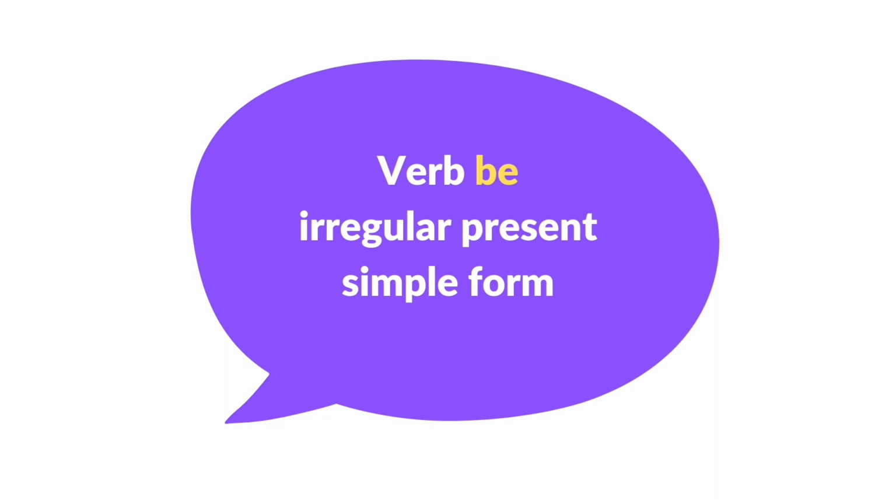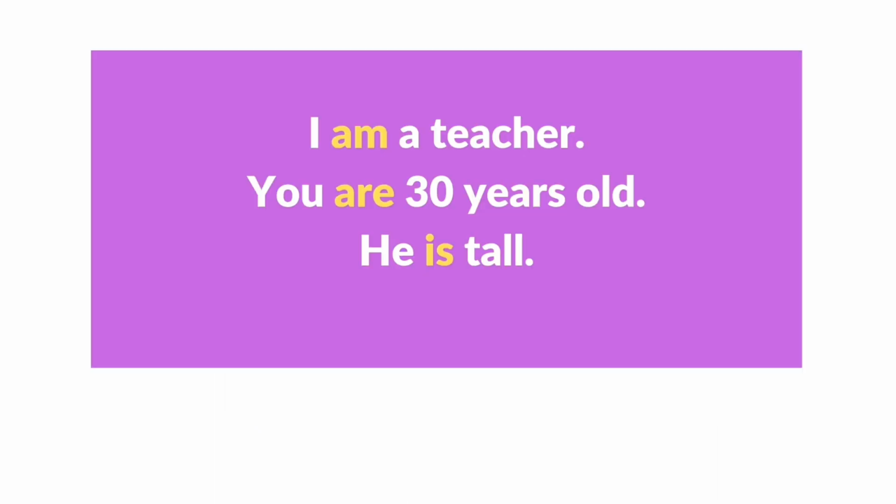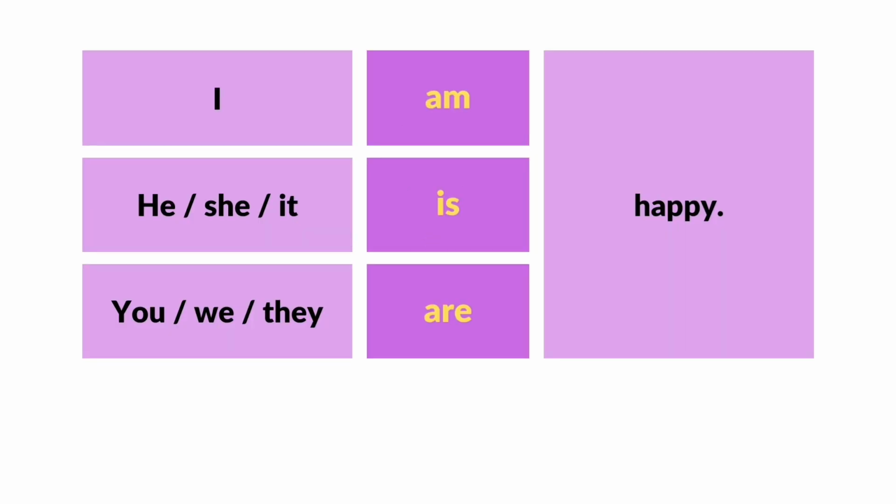Let's see the examples. I am a teacher. You are 30 years old. He is tall. As you can see, when the subject is I, the verb be is am, I am. If the subject is he, she, or it, the verb is, he is, she is, it is. When the subject is you, we, or they, the verb is are. You are, we are, they are.